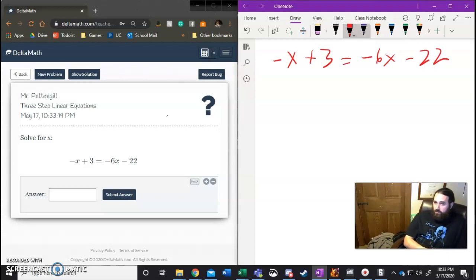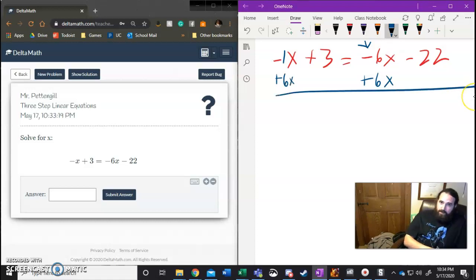I like to move the smaller variable, which in this problem is negative 6, because negative 6 is smaller than a negative 1. I do the opposite to move it. It's just like a number, guys. Add 6 to both sides, or 6x, I should say. And I get 5x plus 3 equals a negative 22. Well, that's it. Now, normal equation.